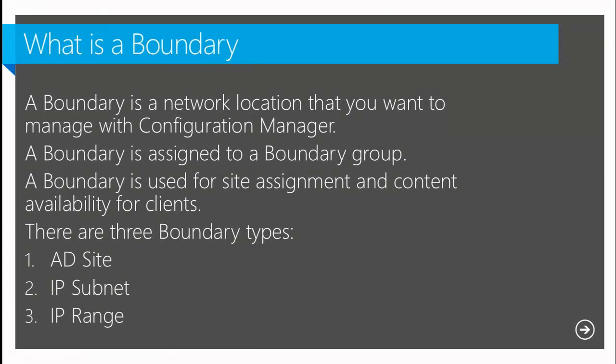A boundary in and of itself is just an entity. It doesn't mean anything until you've added it to a boundary group, which is what you can use to either set it for site assignment or for content location. There are three types of boundaries. There's the Active Directory site, the IP subnet, and IP ranges. And we'll talk about each one in turn.